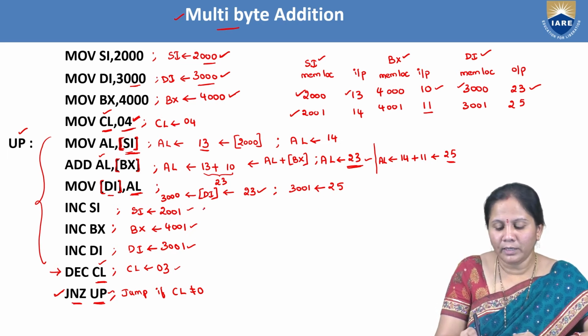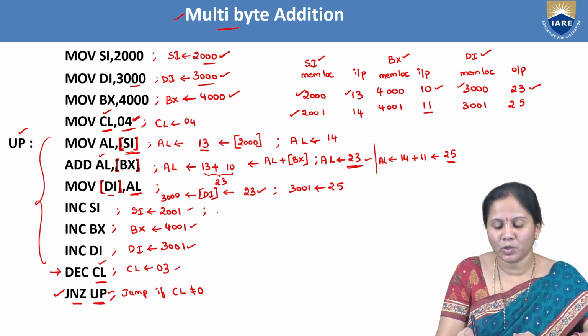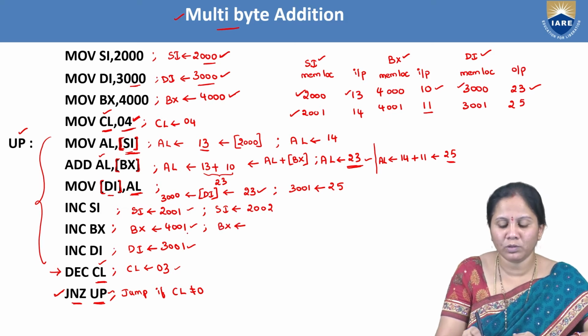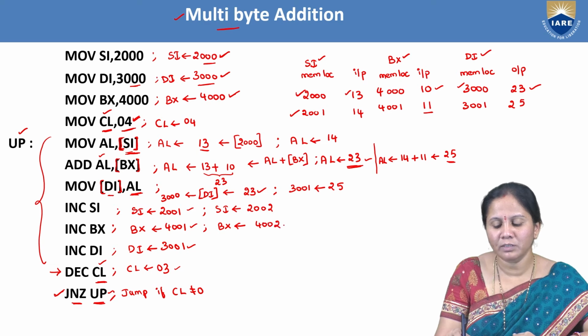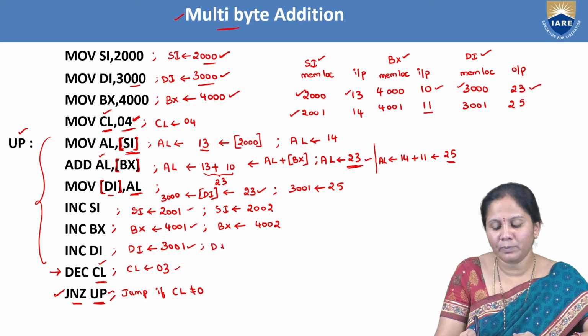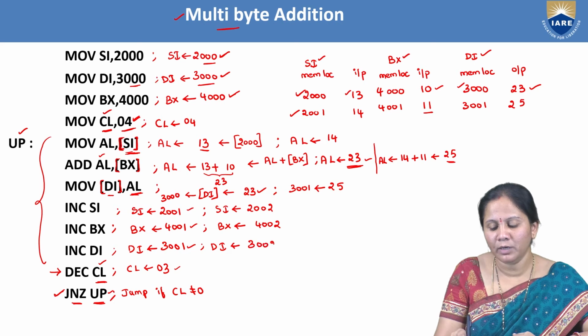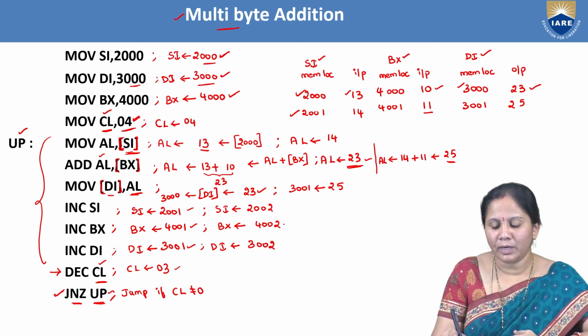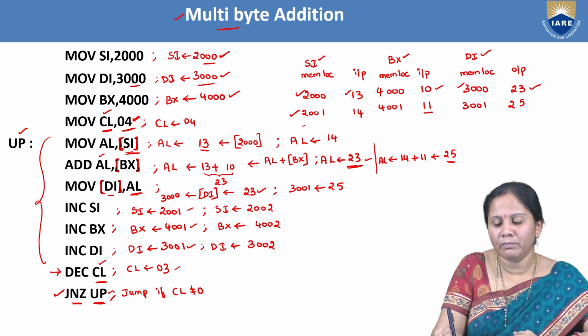Now again, increment SI. The value of SI will be incremented by 1, so from 2001 it becomes 2002. And increment BX. The value of BX will be incremented by 1, so from 4001 it becomes 4002. And increment DI. The value of DI will be incremented by 1. Previously it is 3001, now it becomes 3002. Like that, again all of them will be incremented.